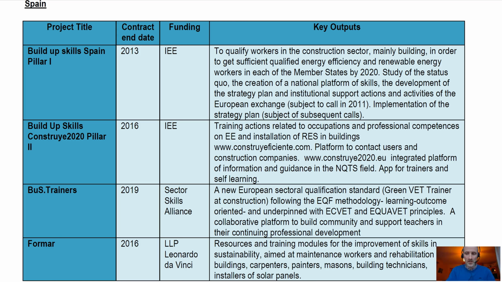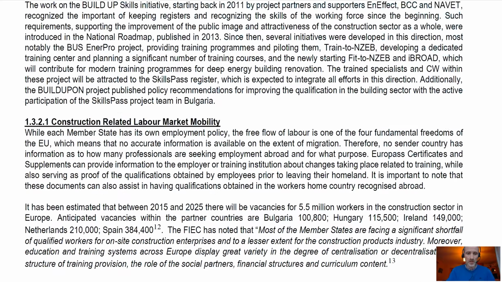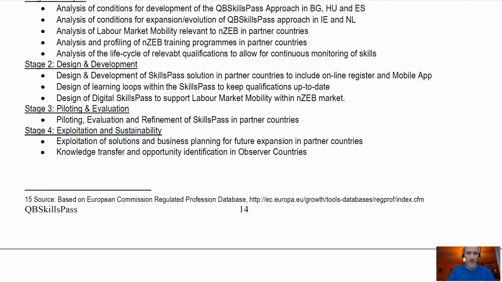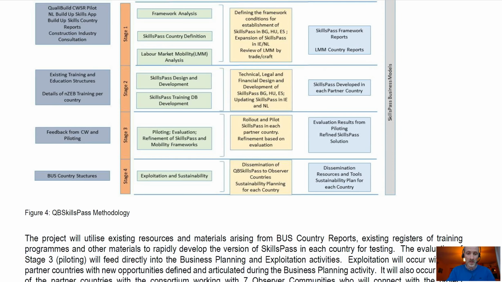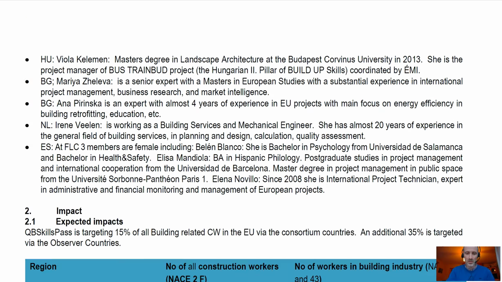Then we talked about existing projects. So this is a very long section, really showing projects that we know are involved in the area and how we can build on them. And this is our methodology. So again, very quickly, it is very important in Horizon 2020 to talk about gender balance. We've talked about data showing the gender balance within the construction sector and how we might impact that.